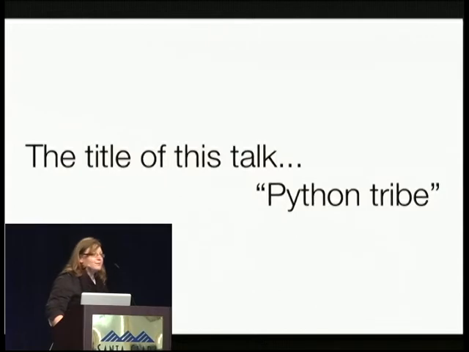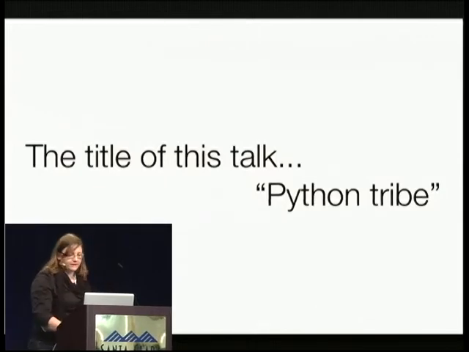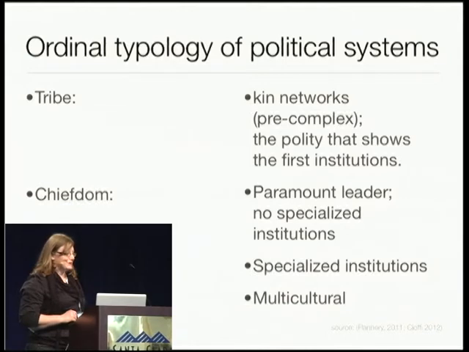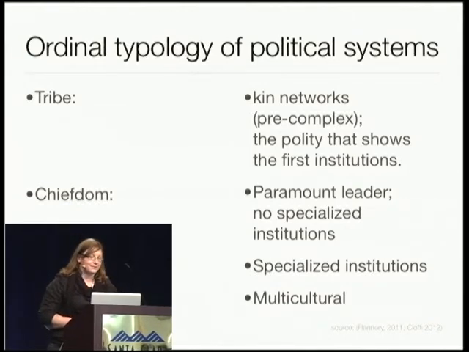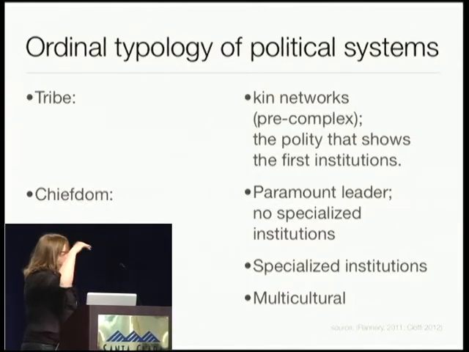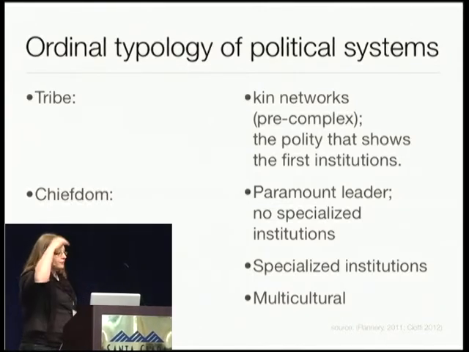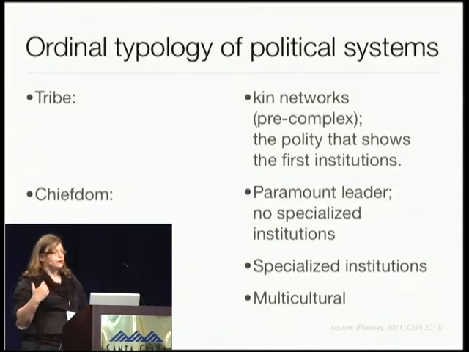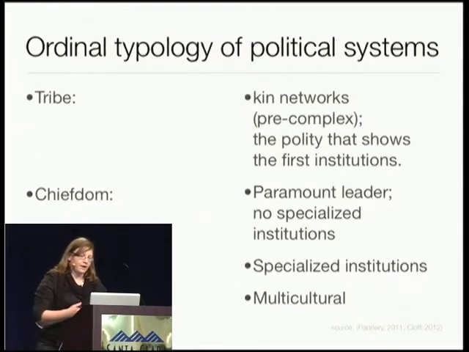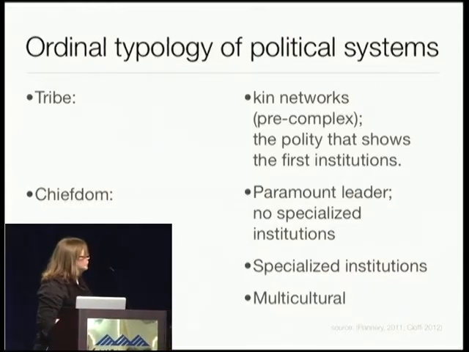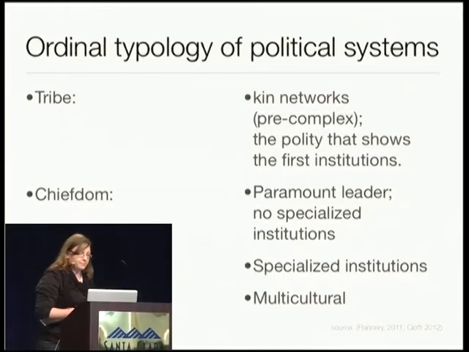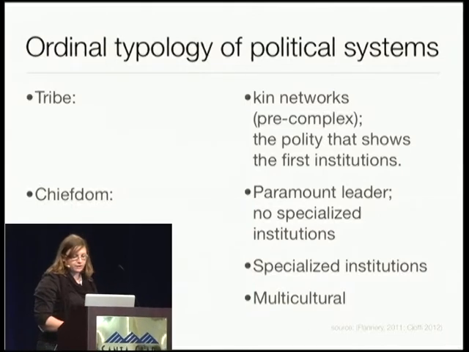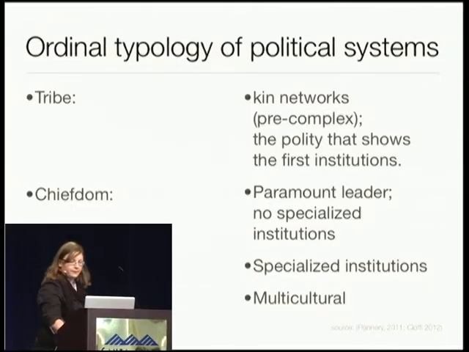So the title of this talk had the words Python Tribe in it. Let's go ahead and define that. Here's an ordinal typology of political systems. It starts with tribe at the bottom, goes to chiefdom, state, and empire, each of them having their own requirements. A tribe is defined by kin networks, a polity that shows the first institutions. Chiefdom has a paramount leader, no specified institutions. A state has specialized institutions, and an empire is multicultural.